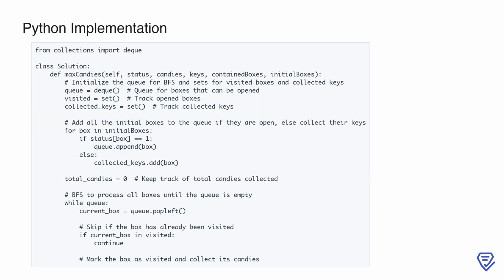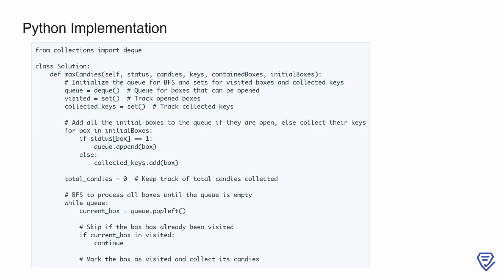Here, we start by importing the deque class from the collections module, which will be used to manage the queue for our breadth-first search, or BFS. Then, we define the Solution class and the method maxCandies, which takes several parameters: the status of each box, the number of candies in each box, the keys contained in each box, the boxes contained within other boxes, and the initial set of boxes available to us.